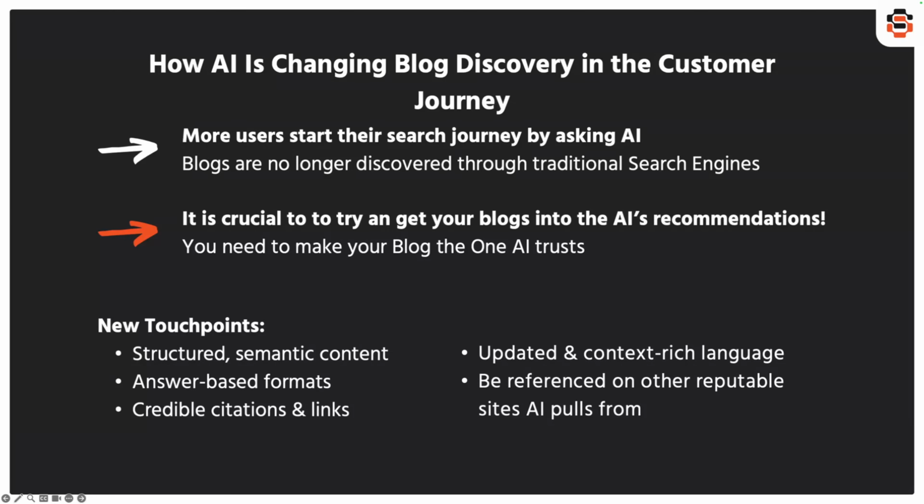When the AI knows this site trusts the new source, then you are also becoming a reliable source to the AI. So as generative AI tools become the starting point of more and more customer journeys, blog visibility increasingly depends on whether AI chooses to reference your content. To stay relevant, your blogs must be structured not just for human readers, but also optimized for trust, understanding, and recommendations by the AI. So it's important now to also be trusted by the AI and not only by the human eye.